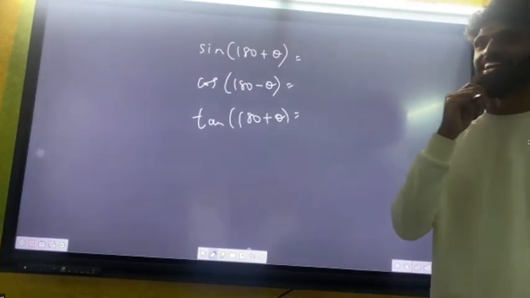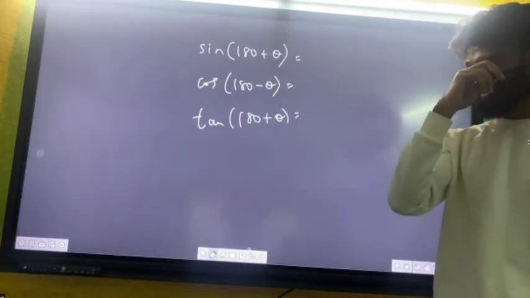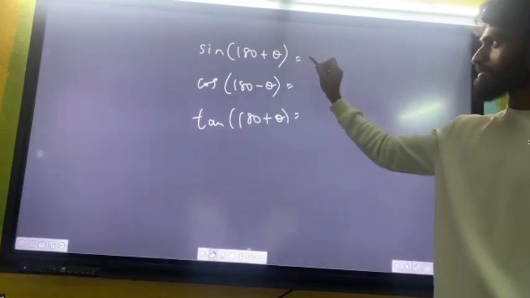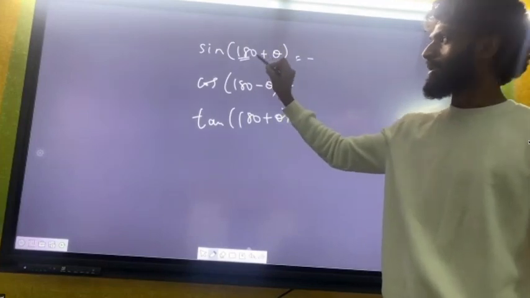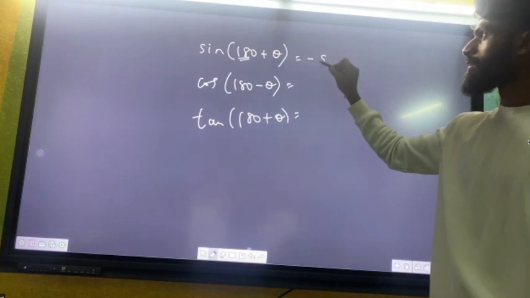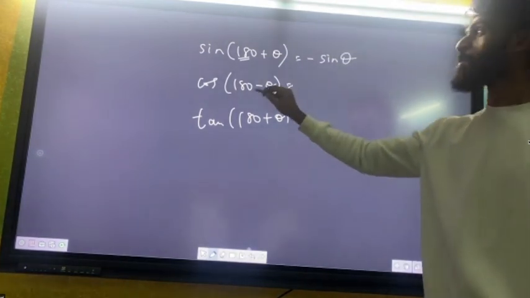Exactly. 180 plus theta, which quadrant? Third quadrant. In the third quadrant sign is negative. Go back inside the bracket. 18, odd or even? Even. Ratio remains the same. Sign becomes minus. Got that?